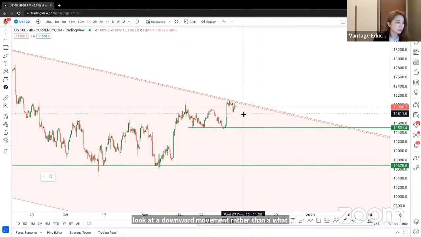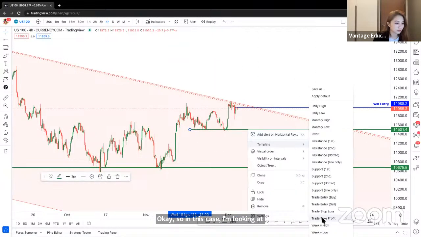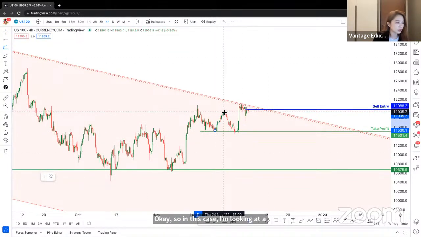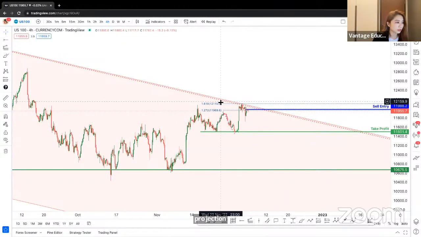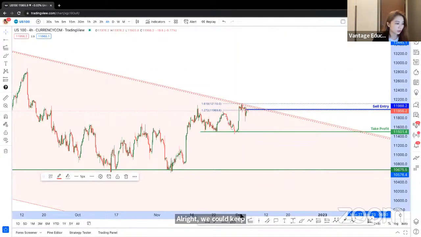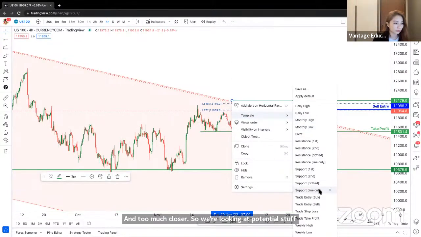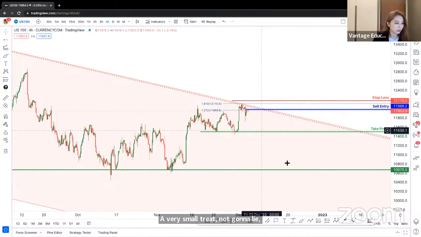Okay, so in this case, let's put in our Fibonacci projection. We could keep our entry much closer. So we're looking at potential stop loss just right above 161.8. A very small trade, not gonna lie. That's why our stop loss is very close to our entry.